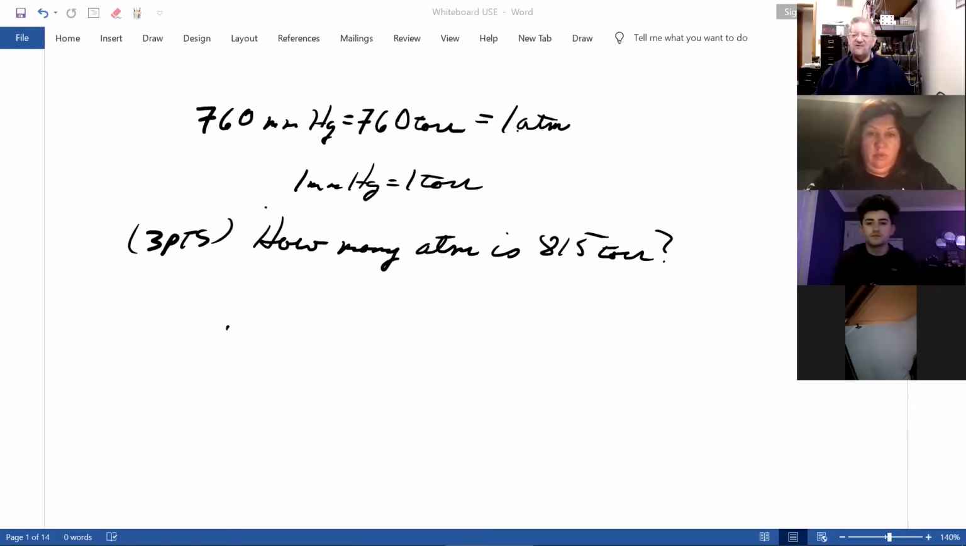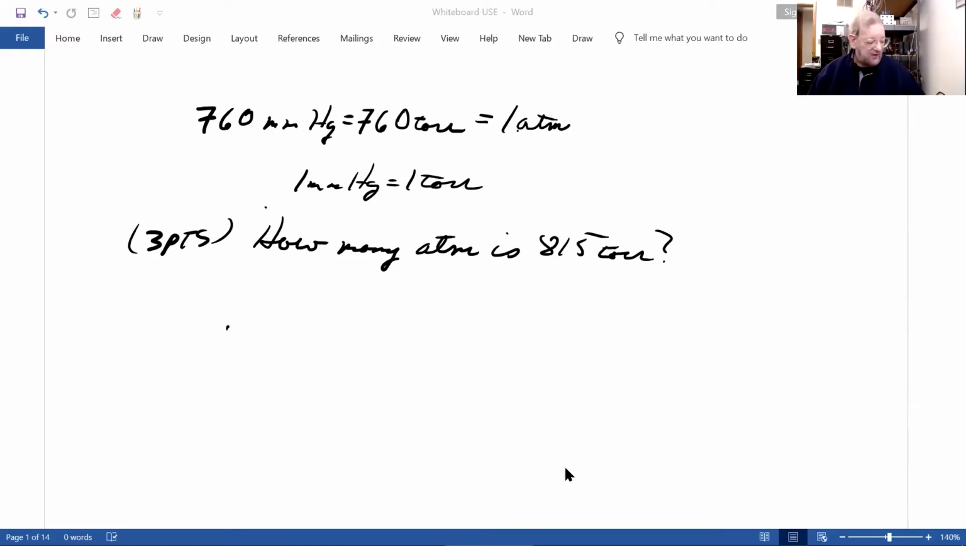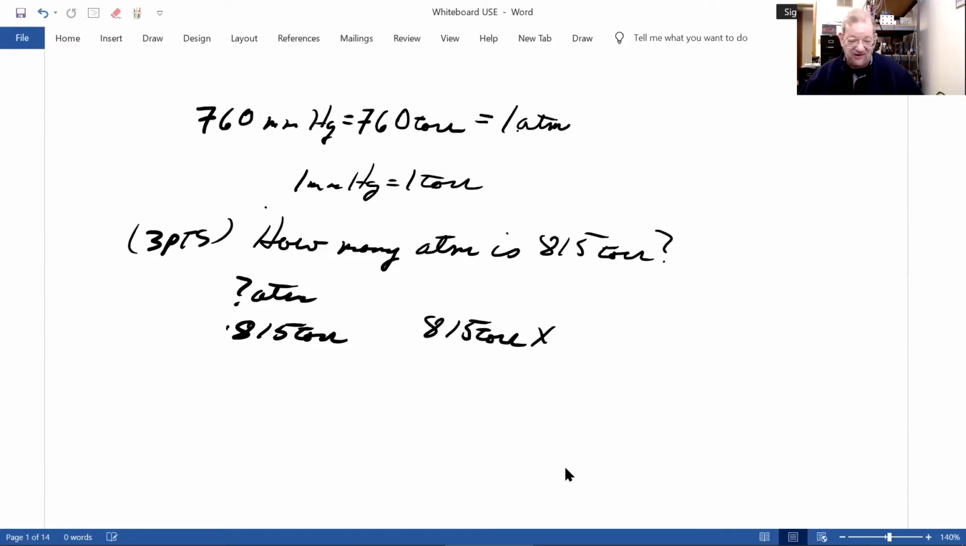All right, looks like everybody's done. So what do we do? Well, first of all, what are you being asked to find? ATM. What are you given? This number of torr. Torr is pressure. So this is the only thing we have to start with. So I'm going to use it because there's nothing else I can use.